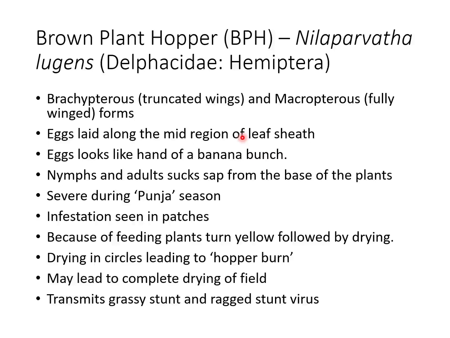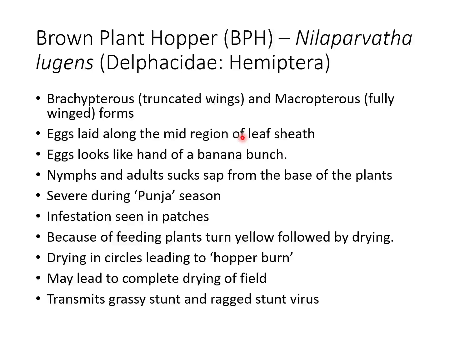And as I told you, the insects will be residing at the base, bottom of the plant. It is a plant hopper. So, nymphs and adults suck sap from the base of the plant, and the pest is severe during Punja season. Yes, that means the summer crop. If the planting is delayed. If you are going for timely sowing of the crop, the crop will escape BPH infestation.